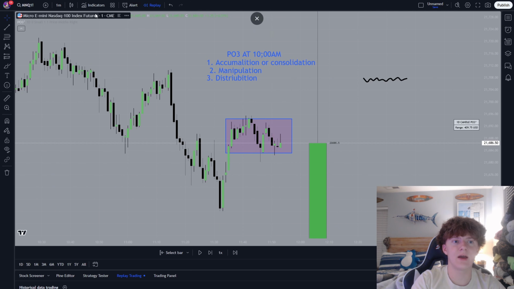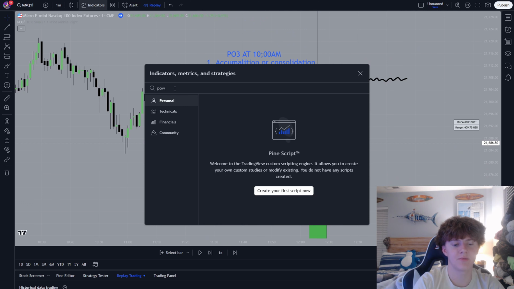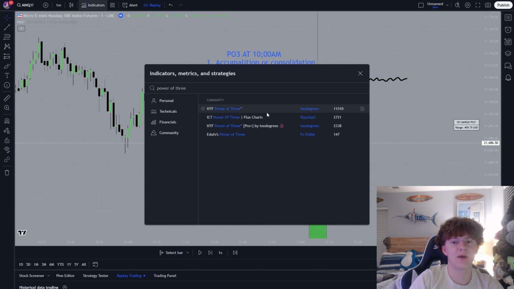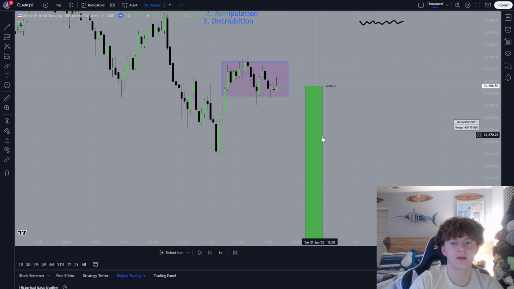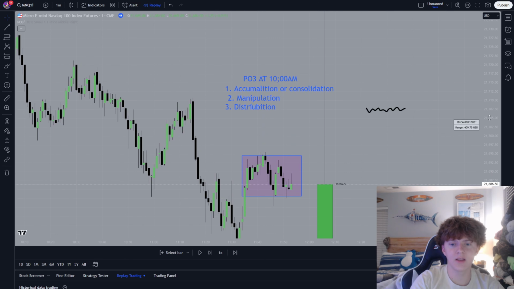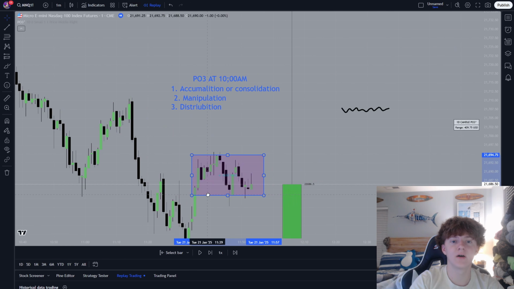So if you guys do have the indicator, you can go ahead and search up Power of 3. Go ahead and get this HTF Power of 3 indicator. That's why you see this candle right here. And we're going to explain that here in just a minute. But let me show you guys the next step of the Power of 3.